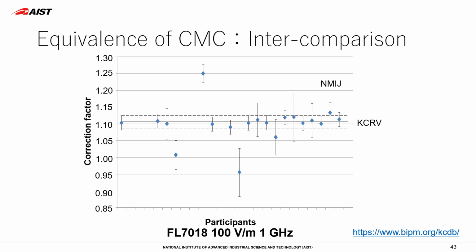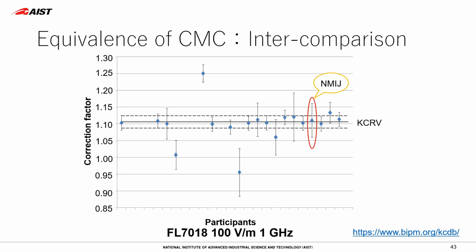This is a result of an international comparison. The quantity to be measured was a correction factor of an E-field probe, which is defined as a ratio of the applied field strength to the indicated field strength. One E-field probe was shipped from an institute to another, and the correction factor against the E-field level of 100 volts per meter was measured at 1 GHz. KCRV is an abbreviation of the key comparison reference value, and the dotted lines above and below the KCRV are the deviation of standard uncertainty. Each blue dot shows the measured value provided by an institute, and the associated error bar shows uncertainty.